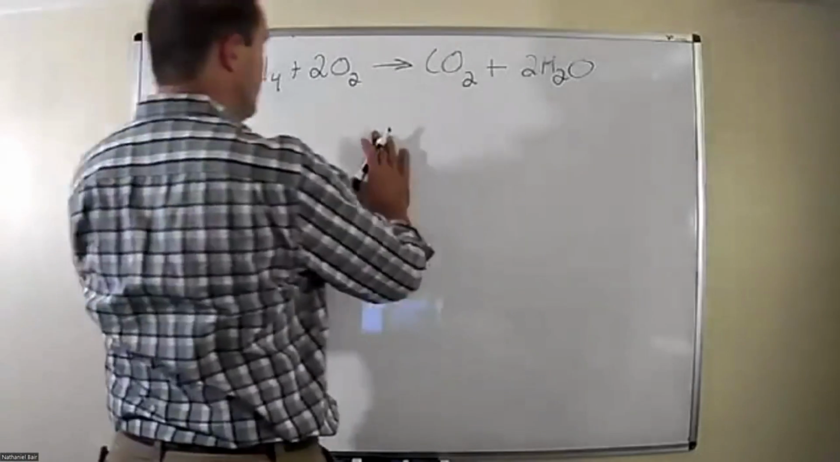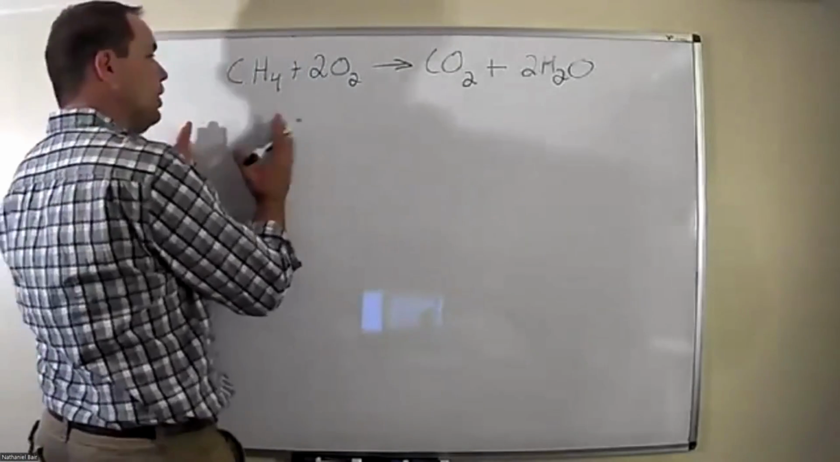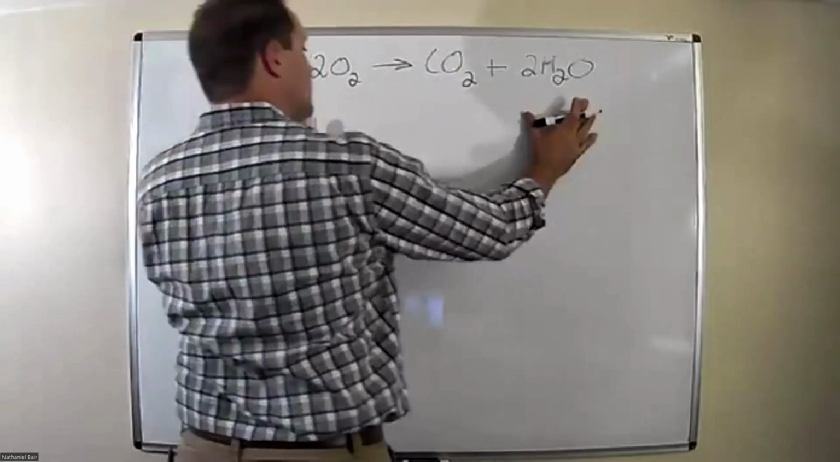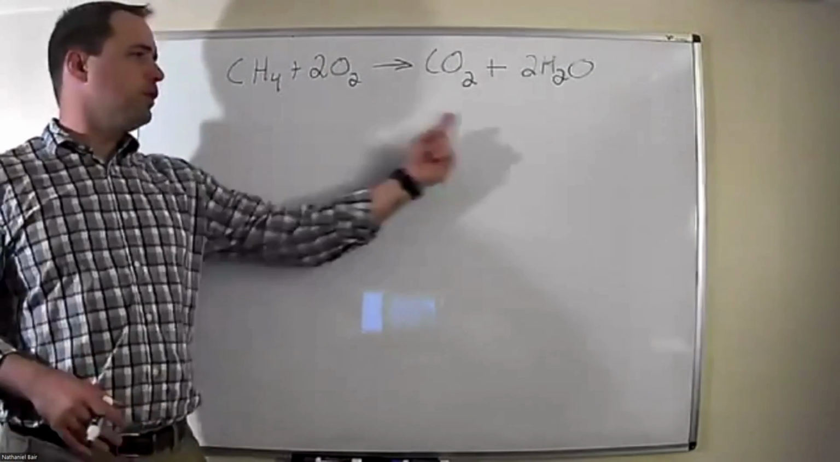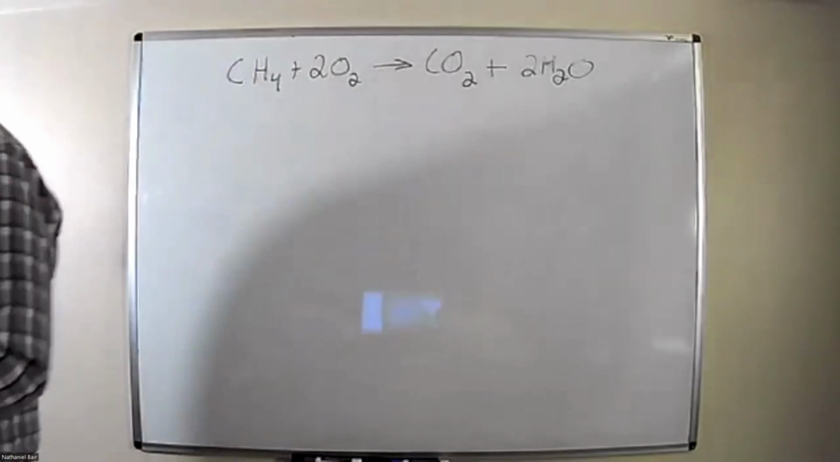So what do we need to do? We got to draw the Lewis structures for everything. So why don't you take a second? That's the first thing you need to do. See if you can draw the Lewis structure for those four things.